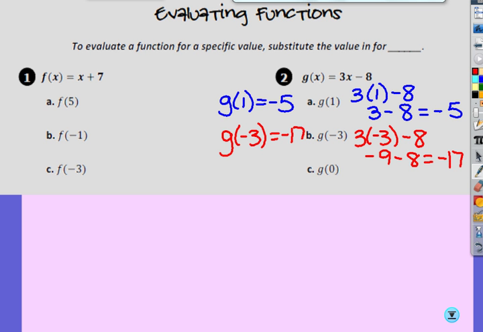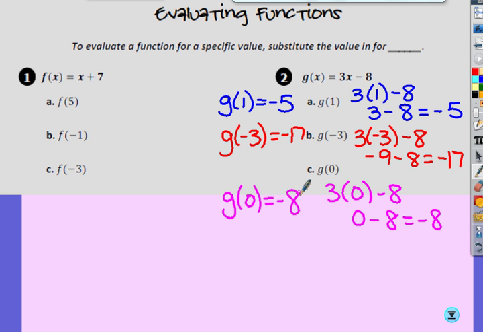For the third example, letter C, I'm going to replace x with the number 0. When I replaced the x with 0, I did 3 times 0, which is 0, minus 8, which equals negative 8. Therefore, g of 0 equals negative 8.